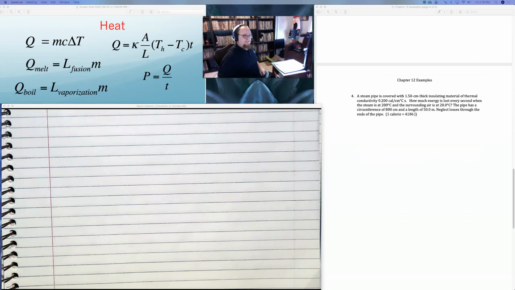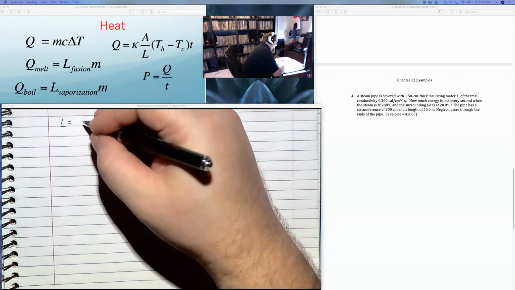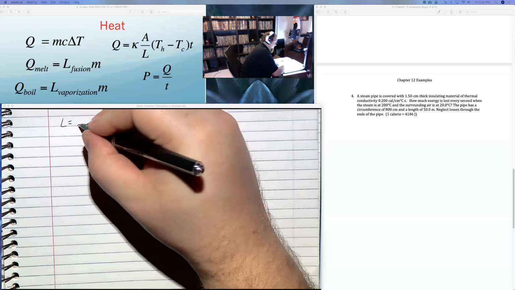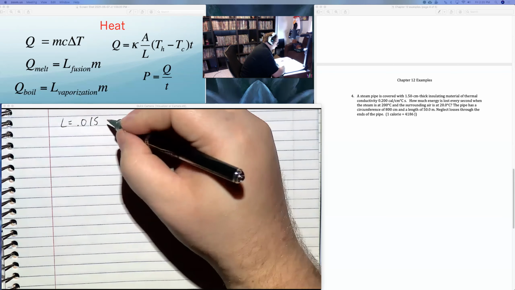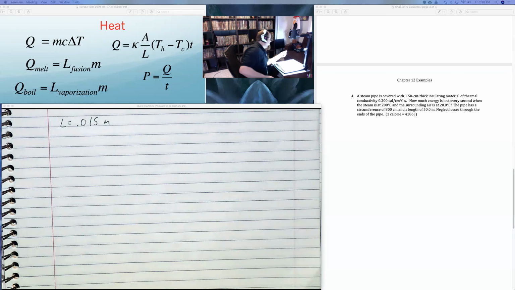What it says is a steam pipe is covered with 1.5 centimeter thick insulating material. We actually use thickness as L in this chapter, so it has a thickness of 0.015 meters. I know thickness is L just because I can jump ahead, but it's the whole T hot, T cold thing.